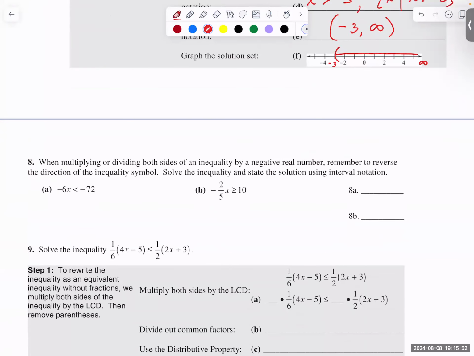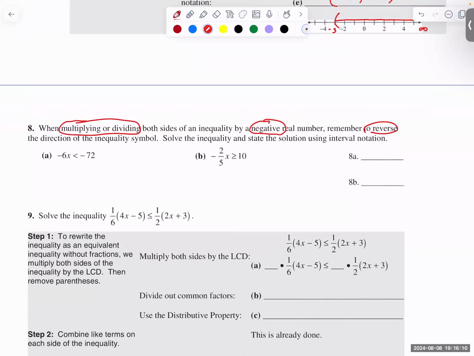Number 8, when multiplying or dividing both sides of an inequality by a negative number, remember to reverse the inequality symbol's direction. Solve the following and state the solution set using interval notation. Part A, to isolate x, we need to divide by a negative 6. Thus, we have to reverse the inequality symbol. So the solution set is x is greater than positive 12.